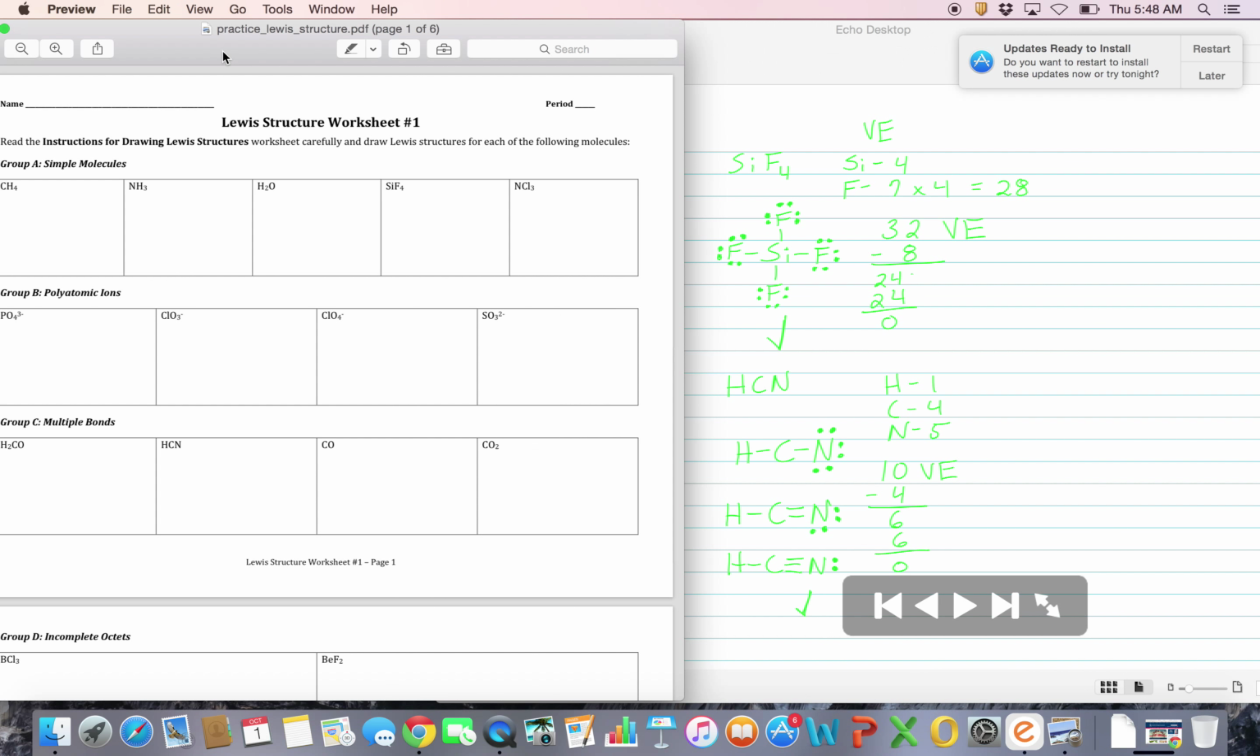Okay, let's look at the practice Lewis structures worksheet. Group A, simple molecules. These are the types that we did in class. Let's look at silicon tetrafluoride.